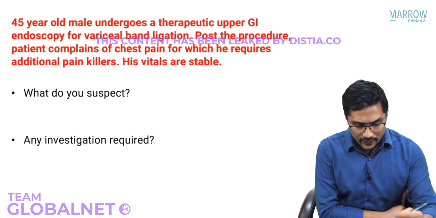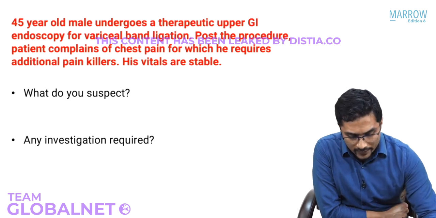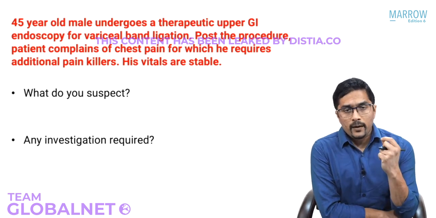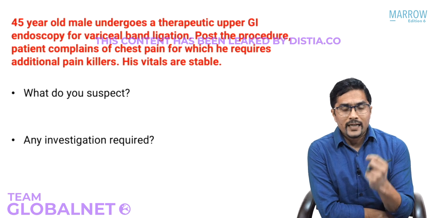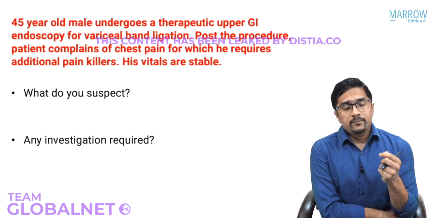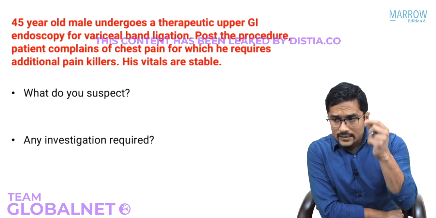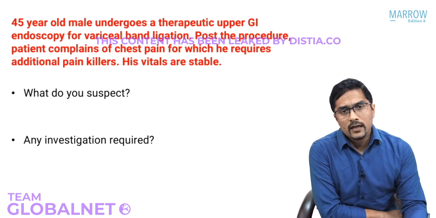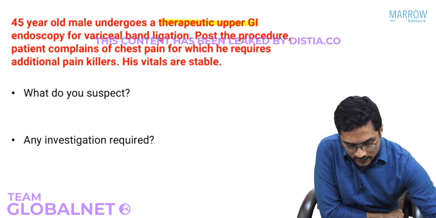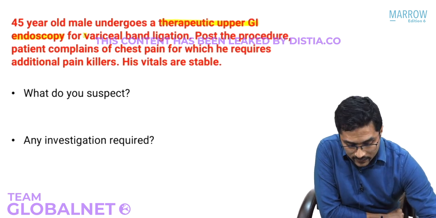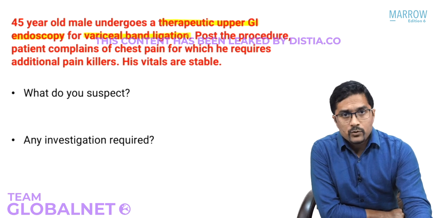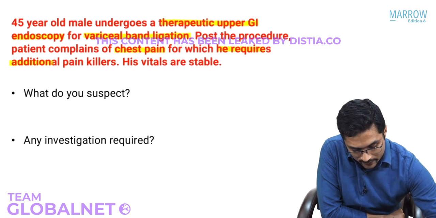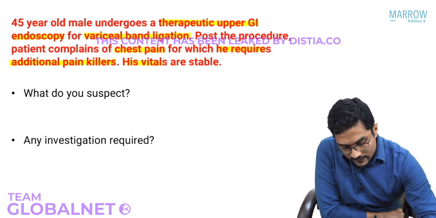We have a 45-year-old male who undergoes a therapeutic upper GI endoscopy. Now, one thing which I want you to become habitual of is to identify keywords, right? Whenever you're solving these MCQs, get these keywords into your mind, because the sooner you start identifying these keywords, the sooner you can get to the answer. So we have a therapeutic upper GI endoscopy for a variceal band ligation. And post the procedure, the patient is complaining of chest pain for which he requires additional painkillers, right? And his vitals are stable.